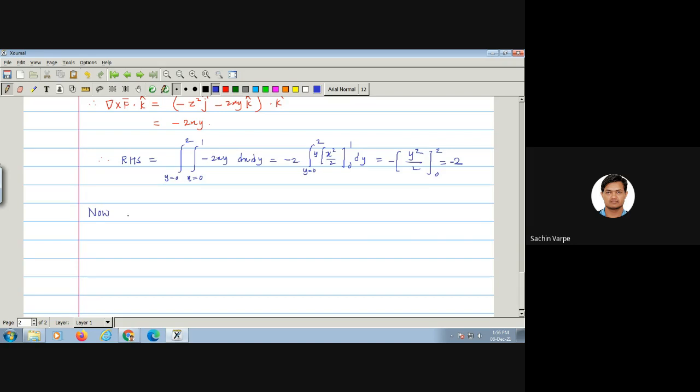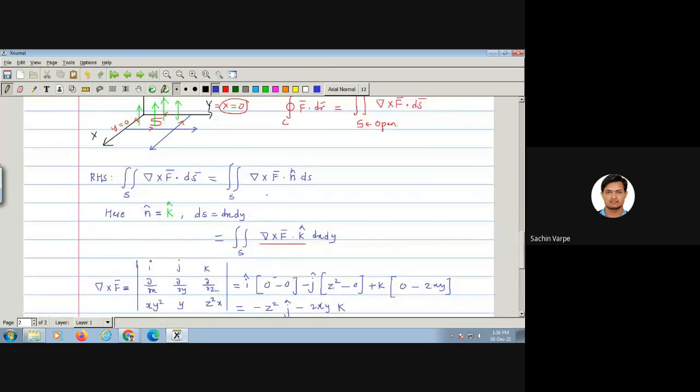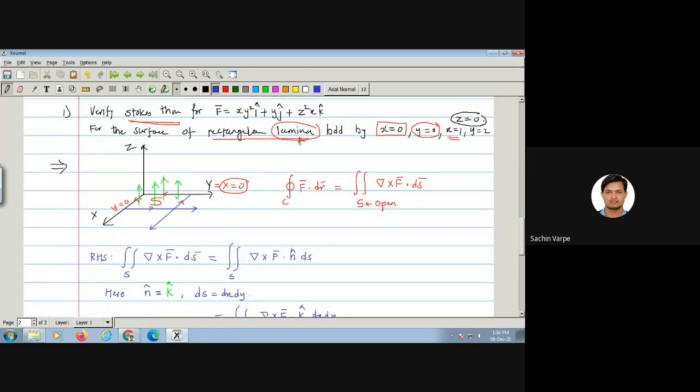Now, consider LHS. So what is the left hand side here? That is the integration over the closed curve C of F bar dot dr bar. But if you look at the curve, it is not smooth, right? The boundary of the rectangle is not smooth. There are 4 nodal points. So what we do, we break the curve into 4 piecewise smooth parts. Suppose this is C1, this is C2, this is C3, and this is C4.